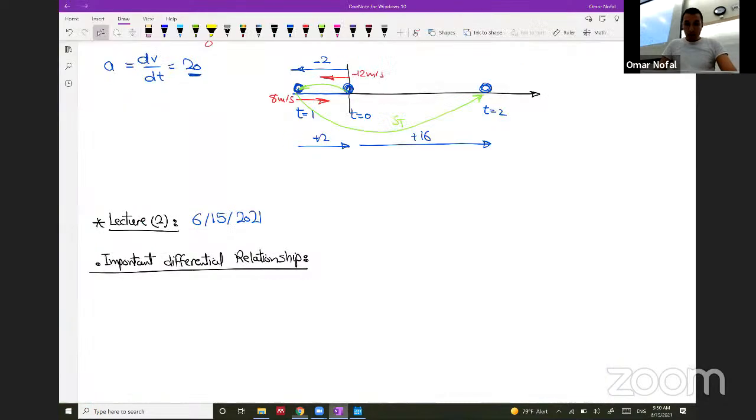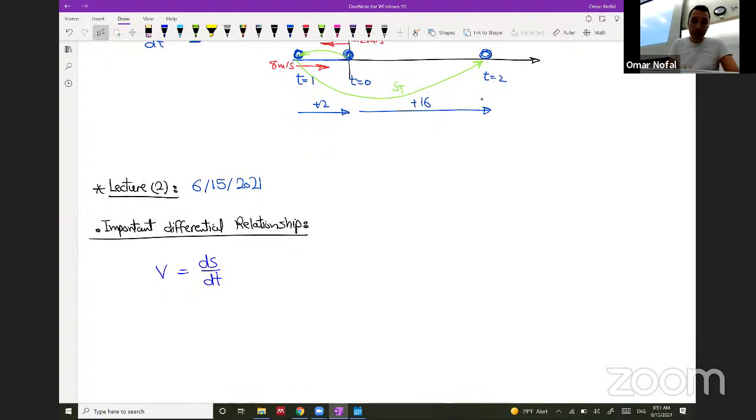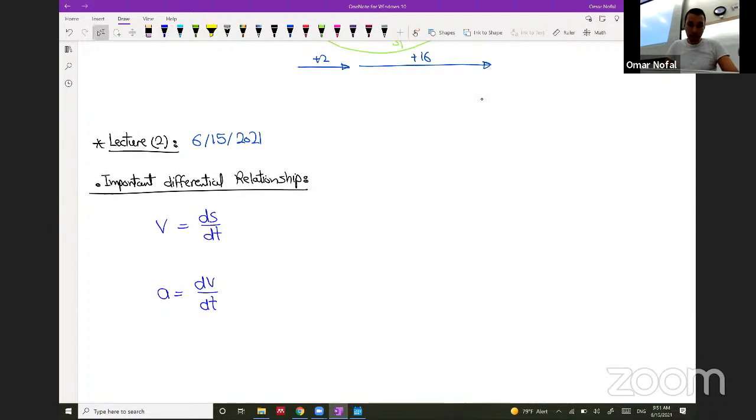Okay, let's get back to our lecture 2. In the last lecture, we talked about important differential relationships. The first differential relationship identifies v as the time rate of change of the particle position. This is our first one. The second differential relationship is that the acceleration is the time rate of change of the velocity. These are the two important differential relationships in that section of that chapter.